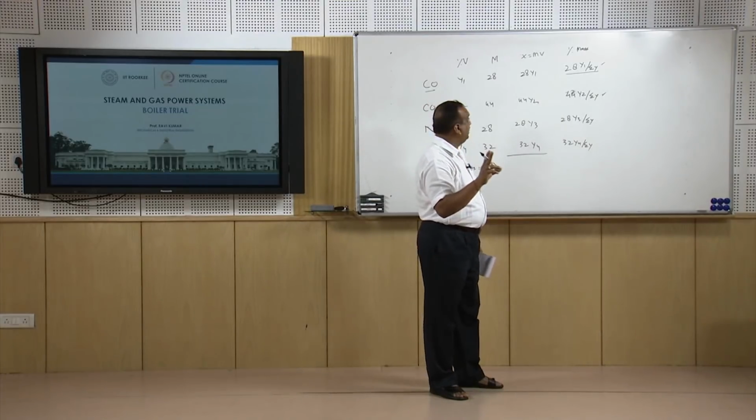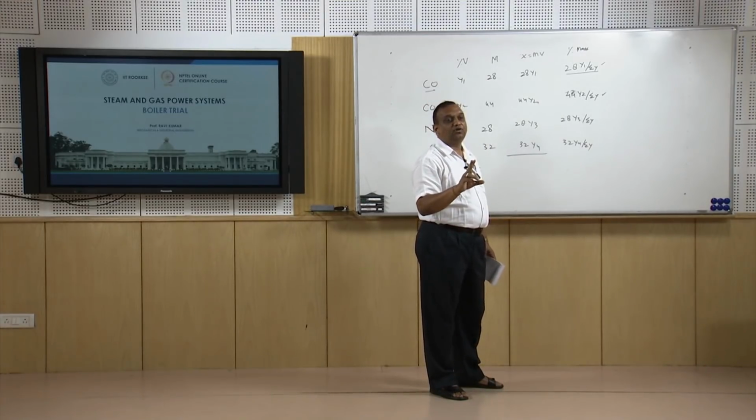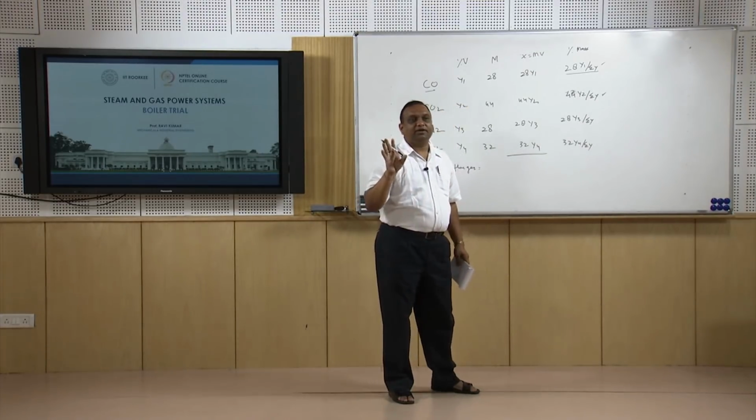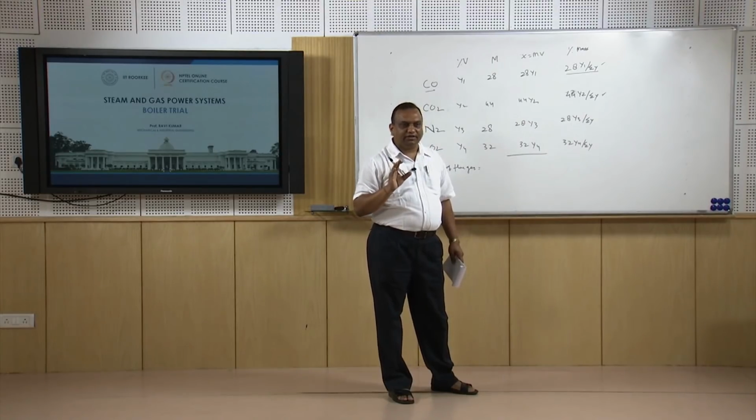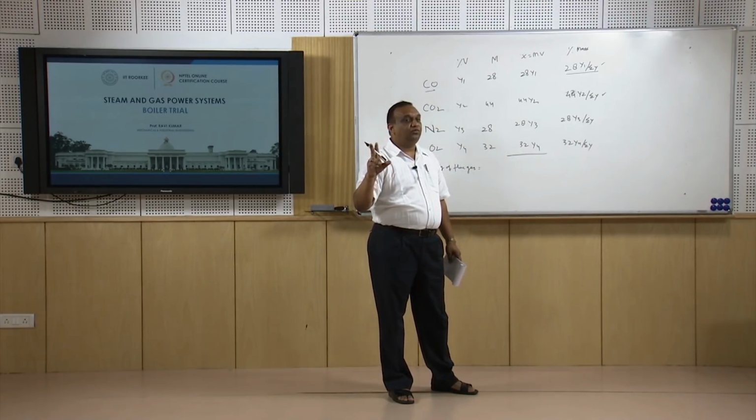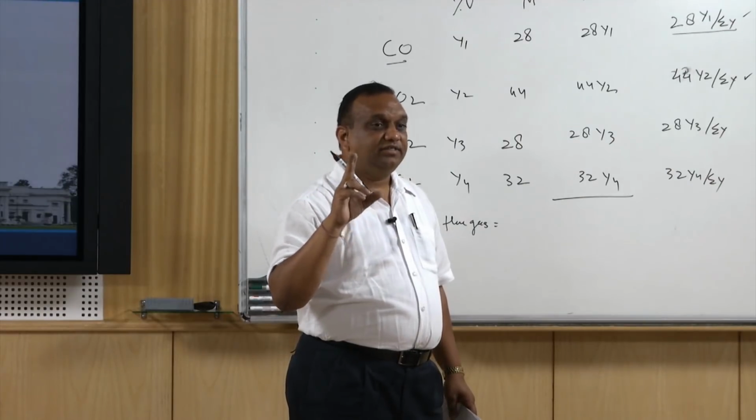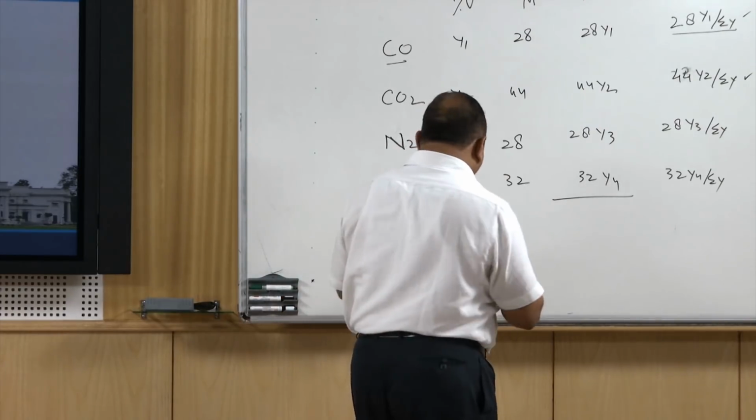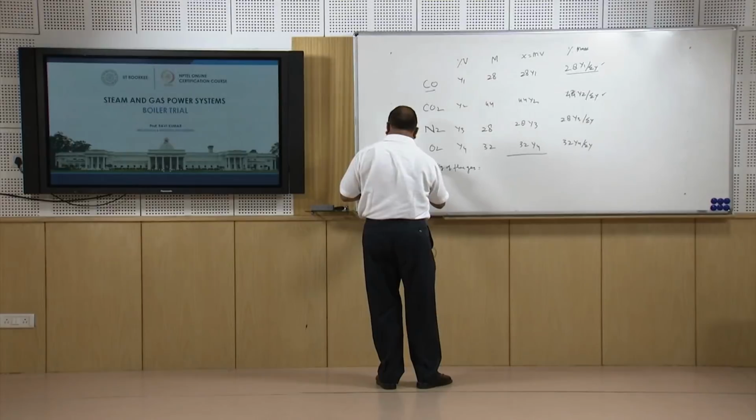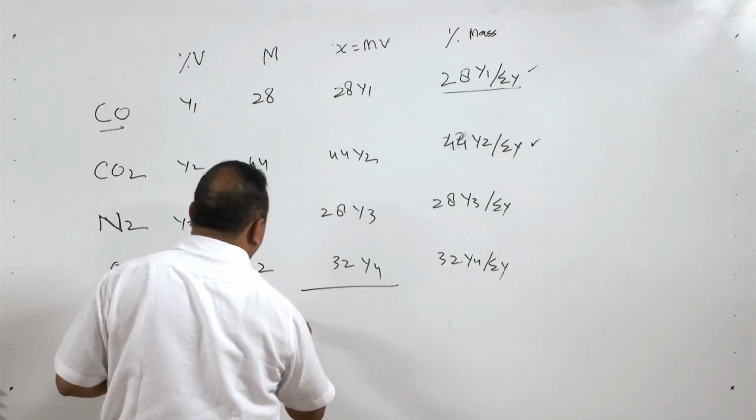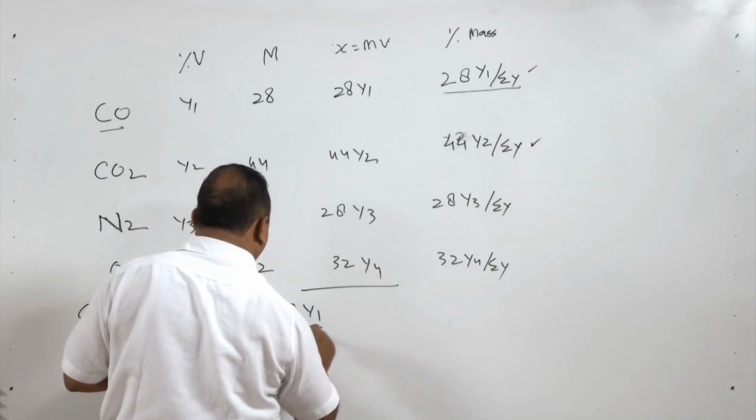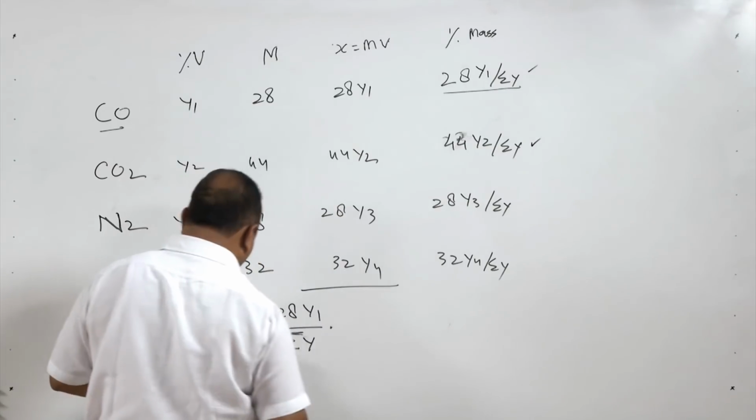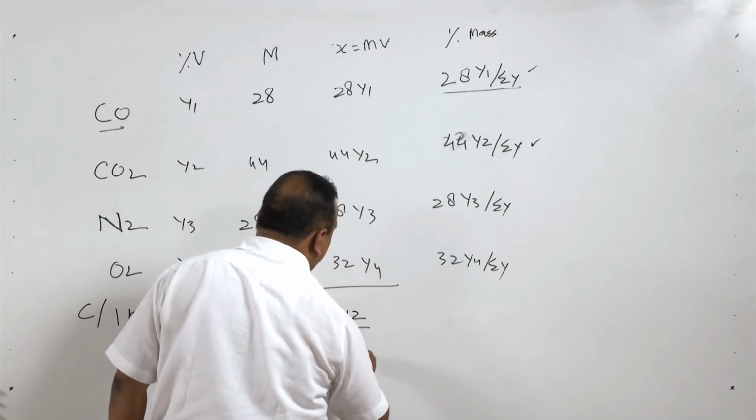The philosophy is, now we will calculate how much carbon is there per kg of flue gases, and per kg of fuel carbon content is there. Suppose carbon content is 0.86 kg, right. So per kg of flue gases, how much carbon is there, and with that we will find how much flue gas there is. What is the mass of the flue gases? So carbon per kg of flue gases is going to be 28 Y1 by sigma Y multiplied by 12 by 28.